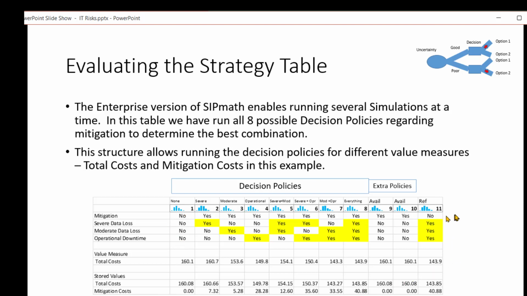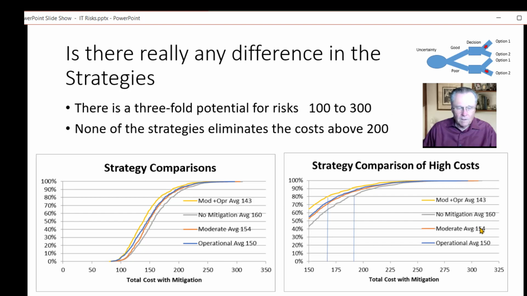So what do these strategies look like? Well, I'm going to show you 4 of them. One is the no mitigation, which is the gray line here. And then we have over here on the left is the moderate plus operational. And you can see that in this particular case, we're trying to mitigate this. So we're trying to be over here. This is better over here. So it has a total cost of 143 versus the no mitigation of 160.